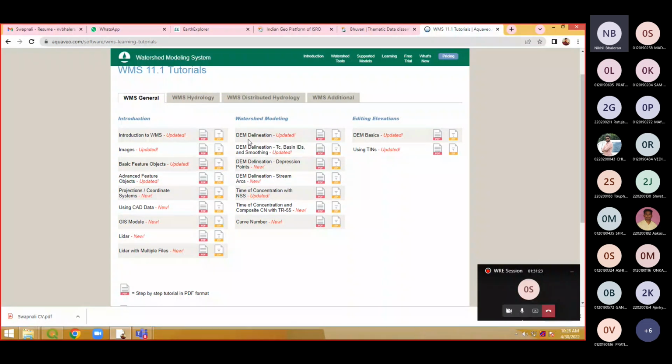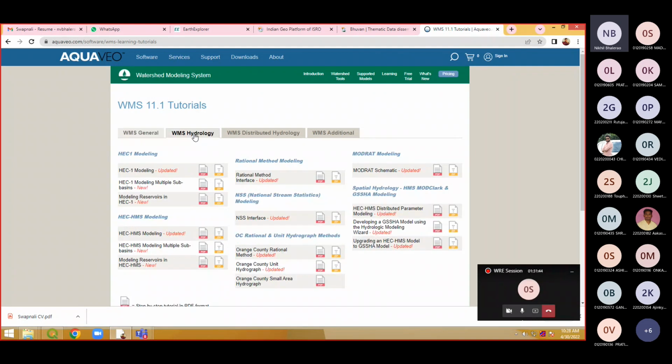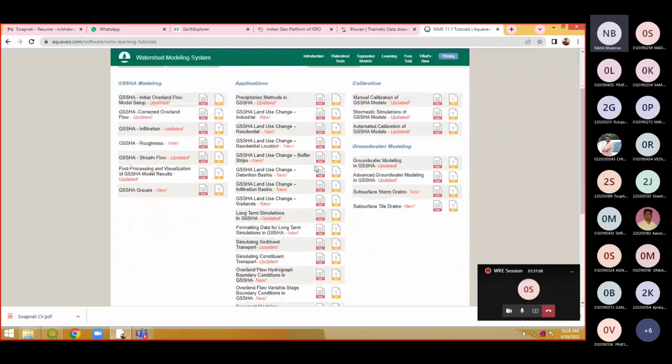The dam delineation, that is the watershed delineation part, is what Nishan is going to demonstrate, but he is not going to demonstrate using WMS, he is going to demonstrate using QGIS. But under this package of the WMS 11.1, again you can carry out the same processes. WMS hydrology, here GSSHA, yes, this is the distributed hydrology. You will find this application of GSSHA.